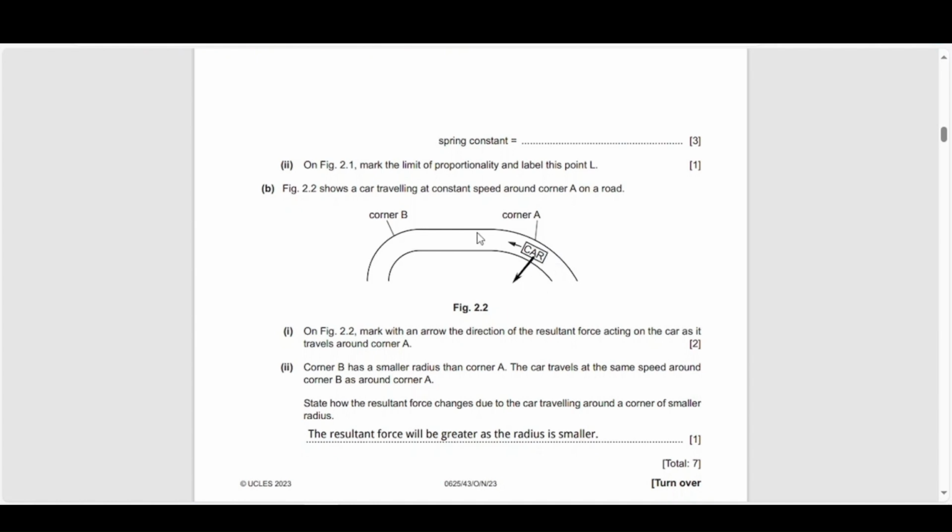So if we assume that, I know obviously that the road becomes a bit straight here, and then you've got a tighter corner, corner B. But if I was to consider just that section, which includes corner A as a circular path, then you have to have an arrow that is pointing towards its center, and that's a centripetal force that allows the car to move around that bend. So that seems fine. Now they've said corner B has a smaller radius than corner A. The car travels at the same speed around corner B as it does around corner A. So state how the resultant force changes due to the car traveling around a corner of a smaller radius.